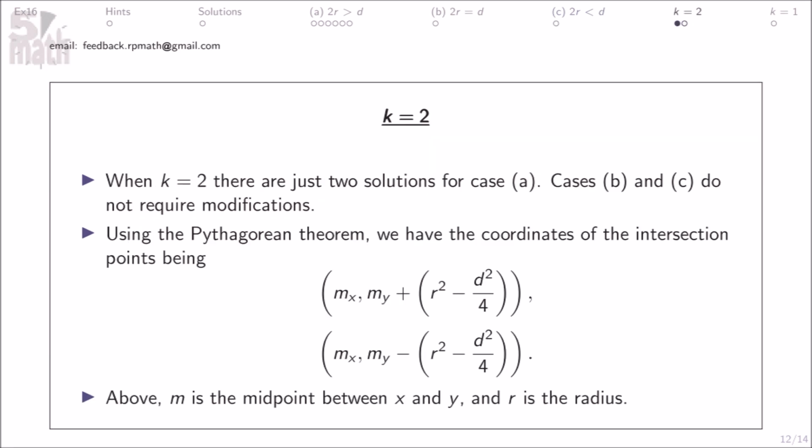When k = 2, there are thus two solutions for case A. Cases B and C do not require modifications. Using the Pythagorean theorem, we have the coordinates of the intersection points being this. Above, M is the midpoint between x and y, and R is the radius.